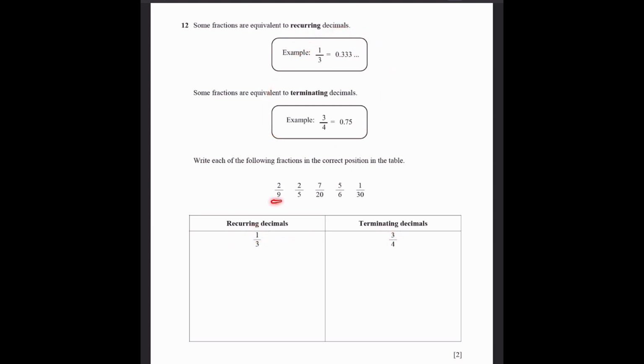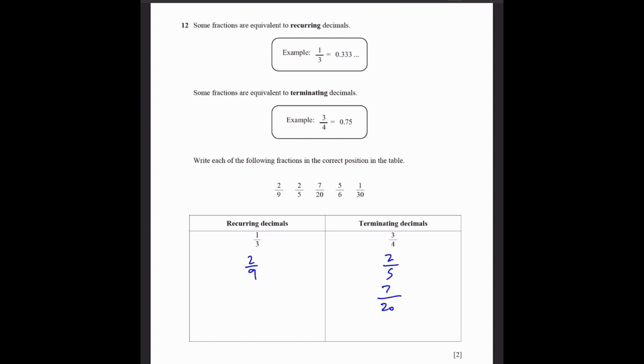Now, 2 by 9, if we divide it, we will get 0.22222 will go on. So it's recurring. We can put 2 by 9 here. 2 by 5, if we make it into decimal, it's 0.4, which is terminating, so 2 by 5 comes here. 7 by 20, make it into a decimal, is 0.35, so it comes terminating.